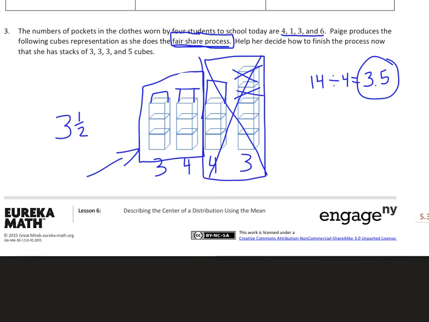Obviously, the numerical version is much simpler. This is to help you understand, but the numerical version of find the sum of the numbers and divide by how many there are is the quickest and easiest way to find the true mean. So let's see what the next page is.